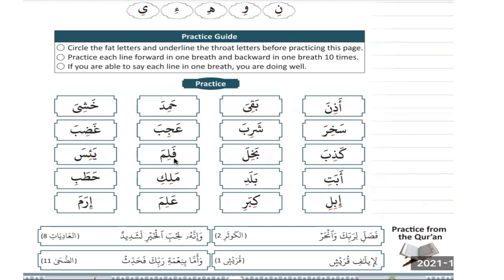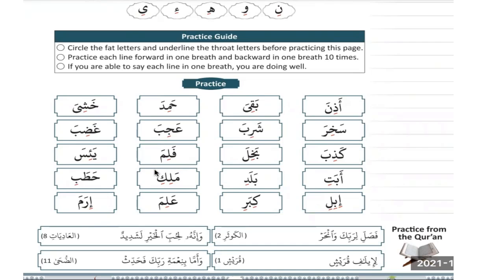This is a circle with a dot on the top. Fa, fatha, fa. And this is lam in the middle. Lam kasra, li. Mim fatha, ma. Falima. Okay, very good. And there are two letters which we use our lips for.